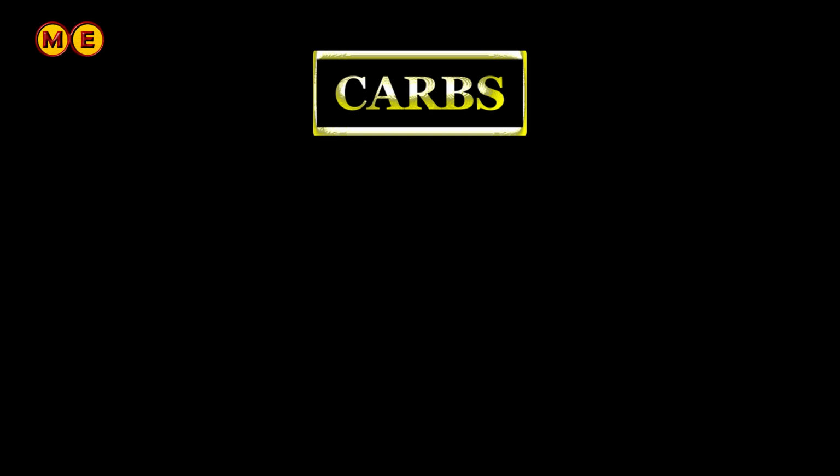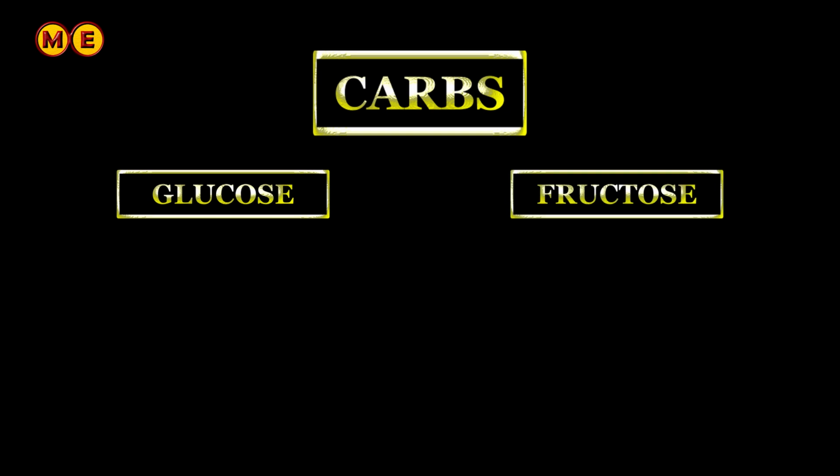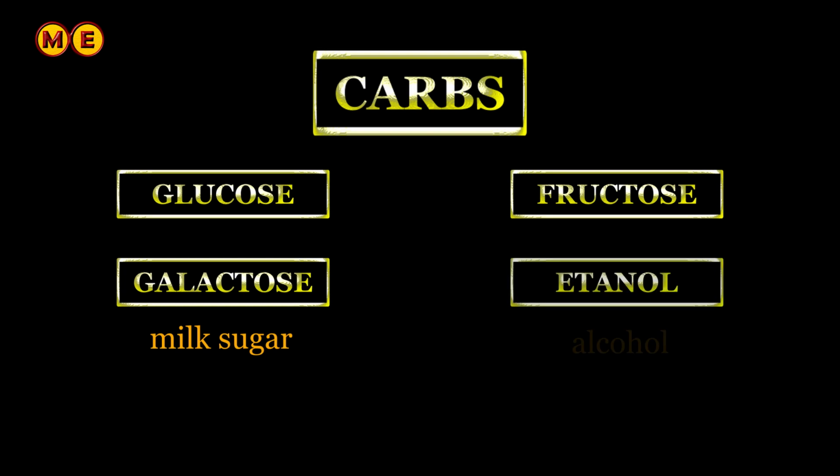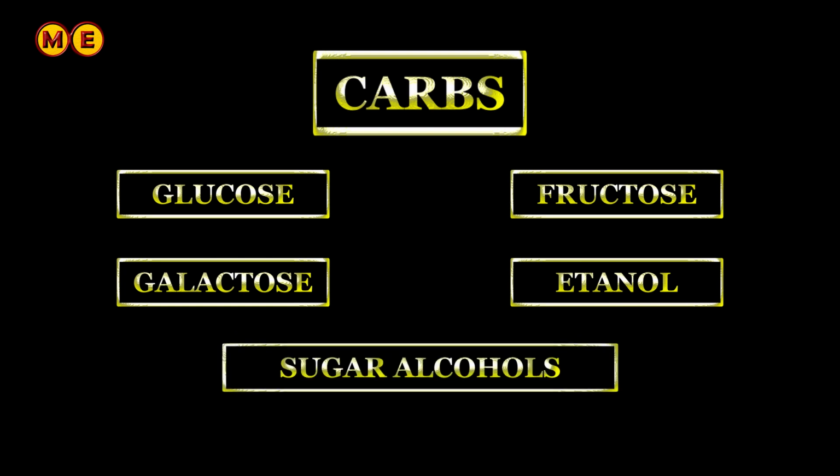The main carbs we get from the food we eat are two: glucose and fructose. Glucose is the so-called blood sugar, and fructose is the so-called fruit sugar. But beside them, we have more carbs. Although in smaller quantities, we have galactose. This is the sugar found in milk and dairy products. Ethanol, this is the sugar found in alcohol, and many different sugar alcohols, also called polyols. They are produced by specific fermentation of alcohol and other plant products.